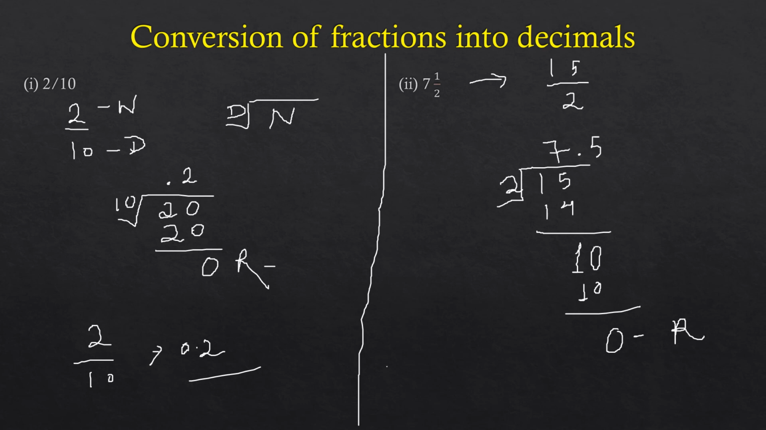Therefore 15 by 2, or you can say 7 whole 1 by 2, is equal to 7.5 in its decimal form. This is how we convert fractions into decimals. We just have to divide the numerator by the denominator, and we will get the decimal form of the given fraction.